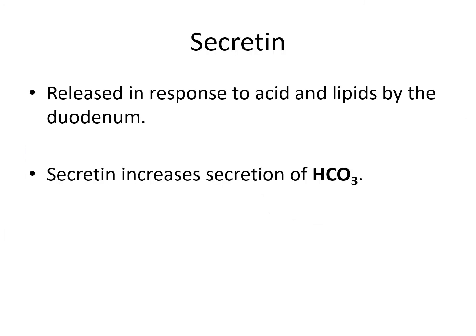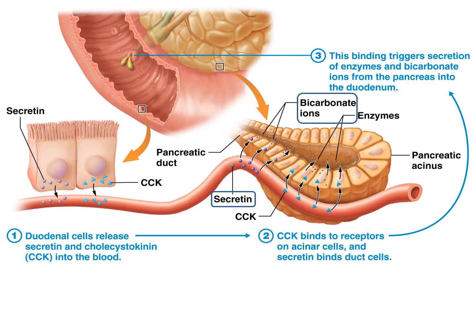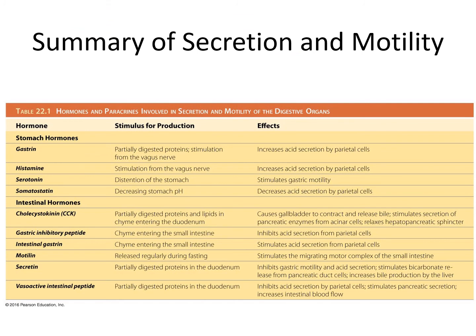And secretin is released in response to acid and lipids in the duodenum, and increases secretion of bicarbonate. So here's secretin, and it causes release of bicarbonate, which is part of the pancreatic juice secreted into the duodenum. And so here is a summary of the secretion and motility of all the things we covered so far. Okay, so here's a little handy dandy table.